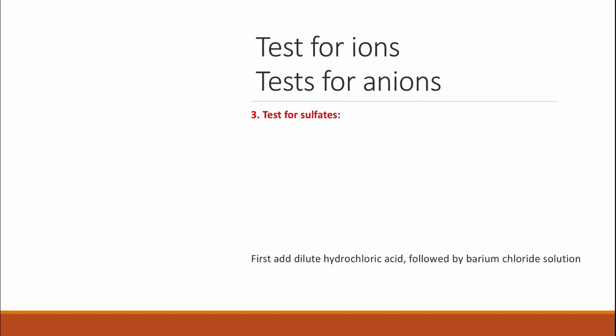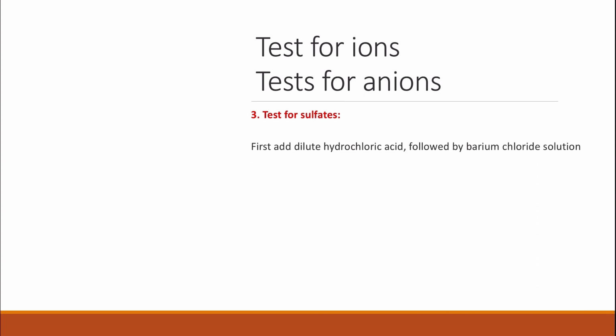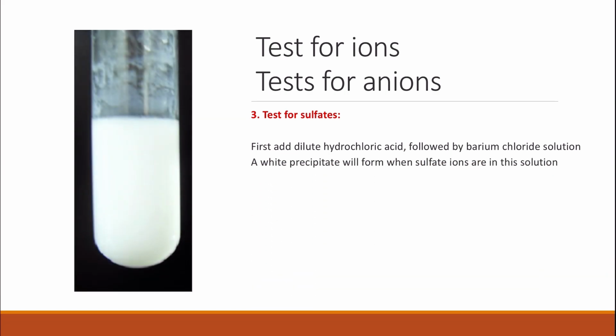Finally, to test for the sulfate, you add dilute hydrochloric acid followed by barium chloride solution. The barium sulfate that will be formed is insoluble in water and will give you a white precipitate. Again, you need to add dilute hydrochloric acid first to exclude the presence of carbonate, because barium carbonate as well is a white precipitate which is insoluble in water.